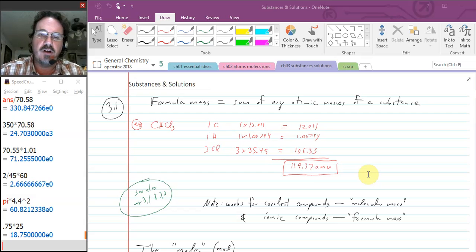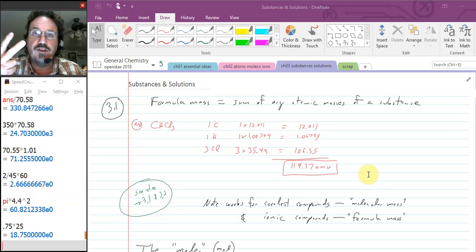Alright, this section starts off talking about formula mass, which is really pretty simple. You simply add up the weight of everything that's inside of a compound or a formula. So water has 2 hydrogens and 1 oxygen, so I would add up the weight of those 2 hydrogens plus the weight of that 1 oxygen. That's its formula mass, the grand total.